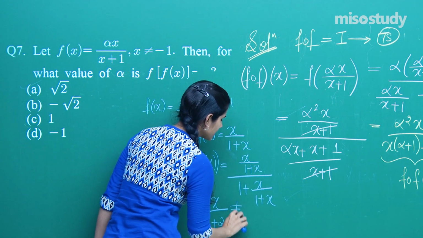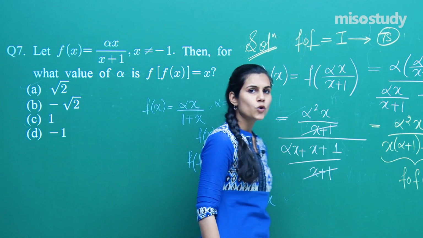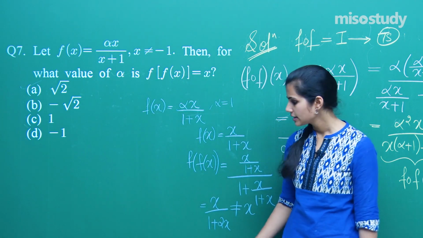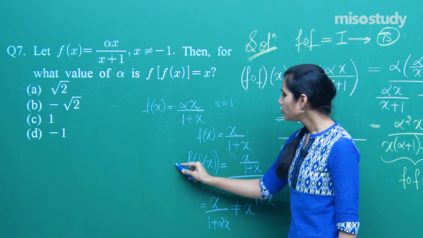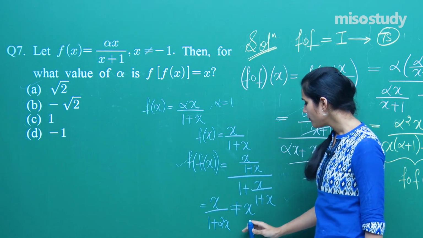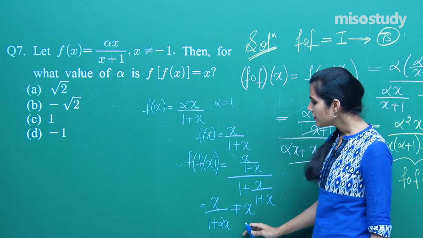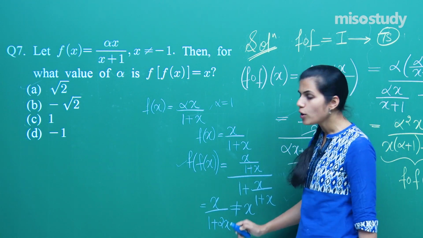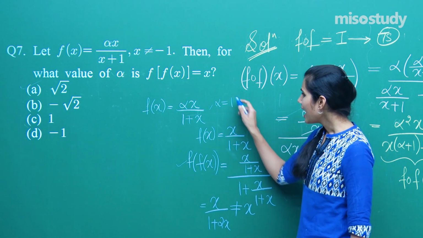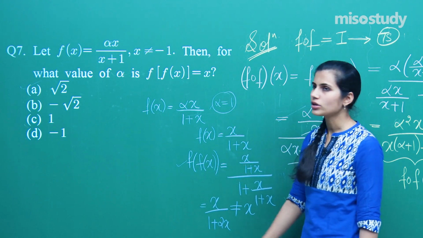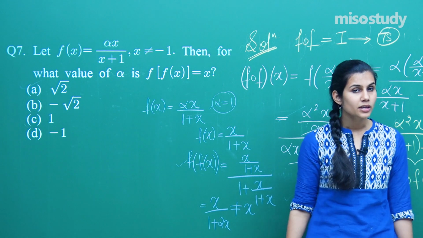And this is not equal to x for every x. Because f of x for alpha equals 1 is not giving you that FOF of x is equal to x, it is giving you FOF of x is x upon 1 plus 2x, which is not equal to x. That means alpha equals 1 is not the correct value of alpha.